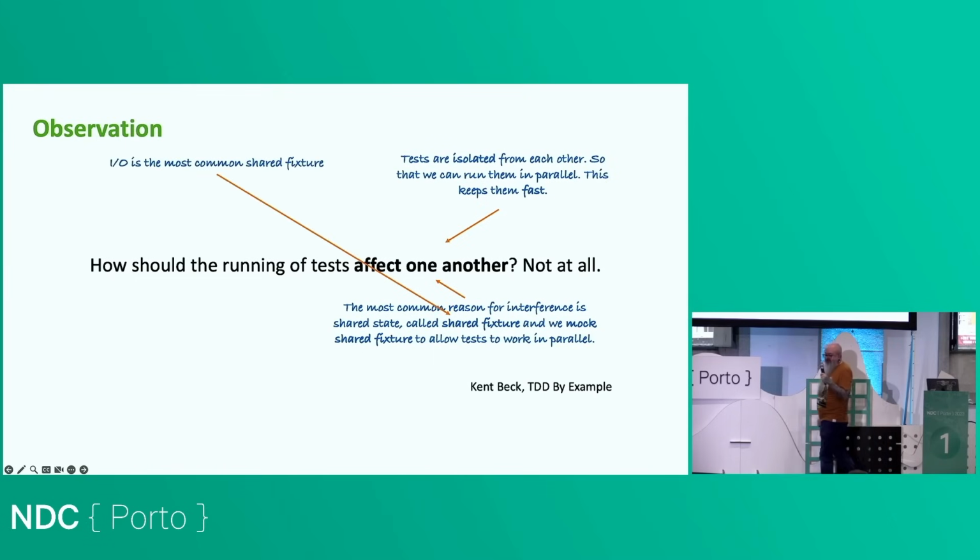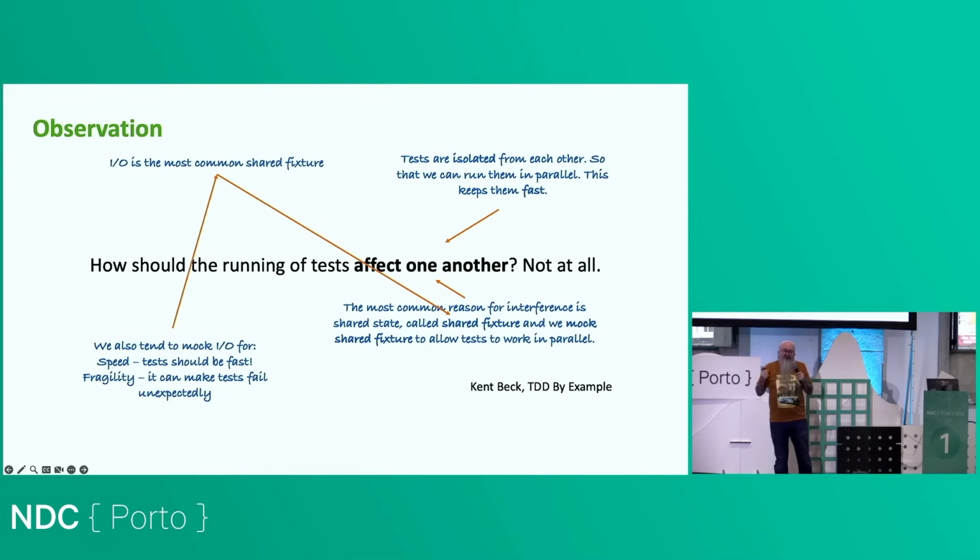But one way to do that. I/O is most commonly the problem we experience for shared fixtures. So it's quite common to decide, I will replace this thing that's doing I/O, like talking to a database, with a mock in order to avoid the shared fixture problem. The other reason we may want to use a mock for I/O is just speed, right?